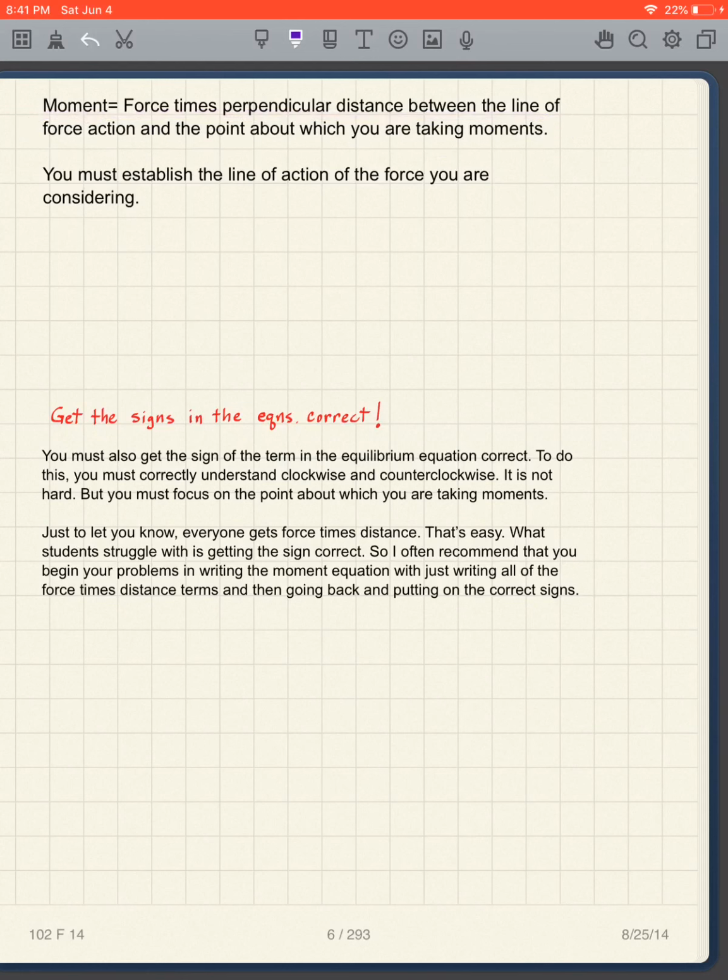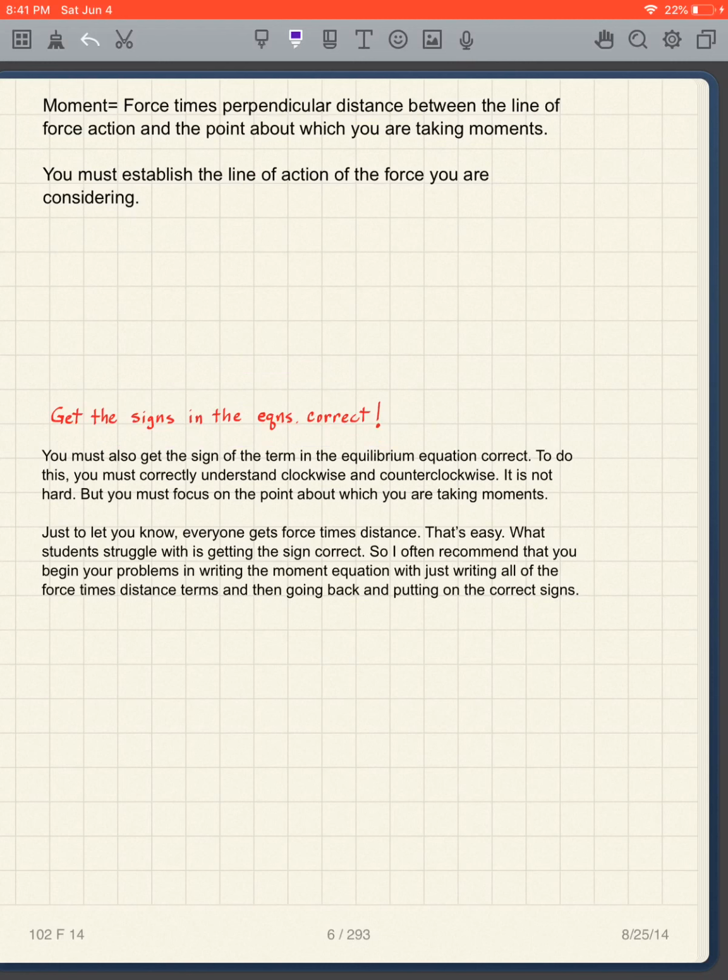So again, we have to figure out the line of action, and then we take the perpendicular distance from the point to the line of action. So you must establish the line of action of the force you're considering. Now, for this problem, that distance is extremely straightforward, but I'm focusing on this so that we get it right when it's more complicated. Like I say, we've got to get the signs and the equations correct, because everybody gets force times distance, to be honest with you.